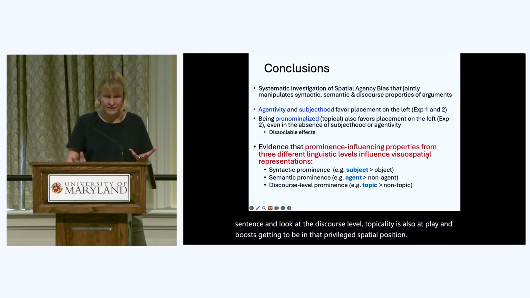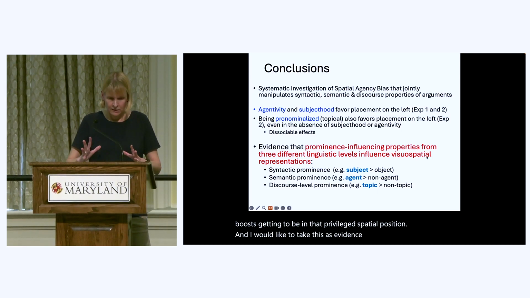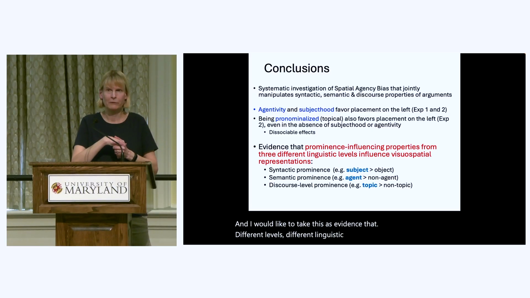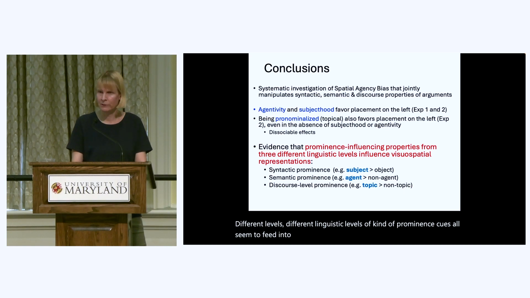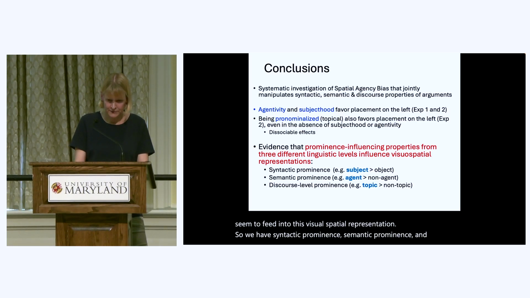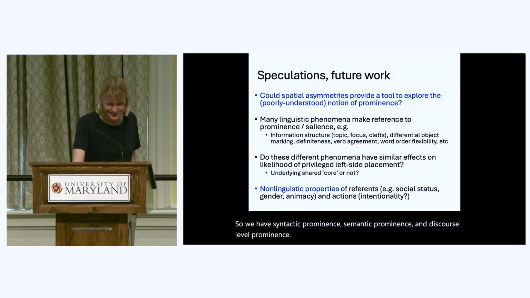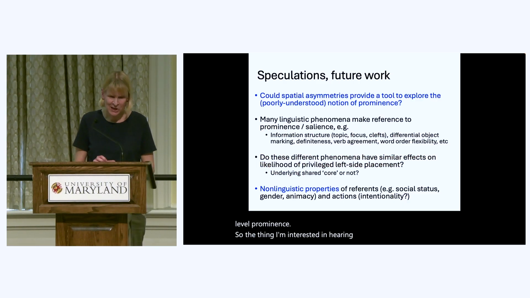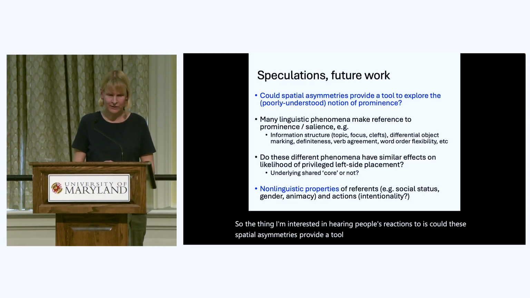And I would like to take this as evidence that different linguistic levels of prominence cues all seem to feed into this visuospatial representation. So we have syntactic prominence, semantic prominence, and discourse level prominence. So the thing that I'm interested in hearing people's reactions to is, could these spatial asymmetries provide a tool to explore the notion of prominence?